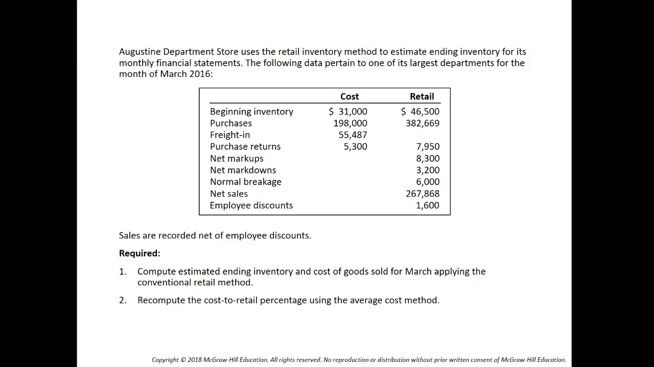Now let's look at exercise 917. Augustine Department Store uses the retail inventory method to estimate ending inventory for its monthly financial statement. The following data pertain to one of its largest departments for the month of March 2016. Sales are recorded net of employee discounts. Compute estimated ending inventory and cost of goods sold for March, applying the conventional retail method. Compute the cost to retail percentage using the average cost method.